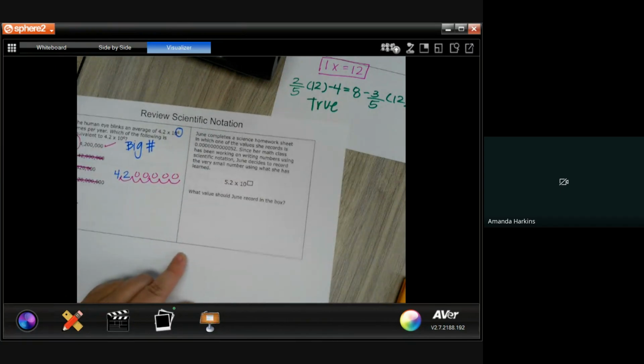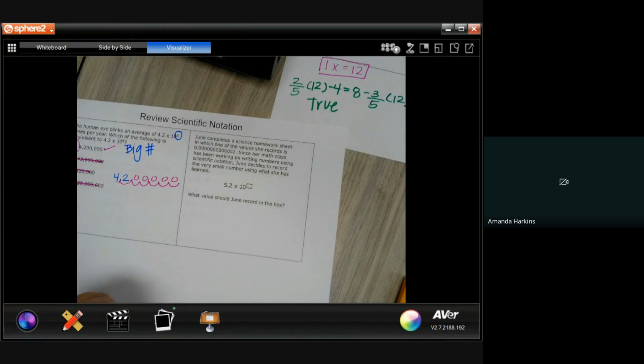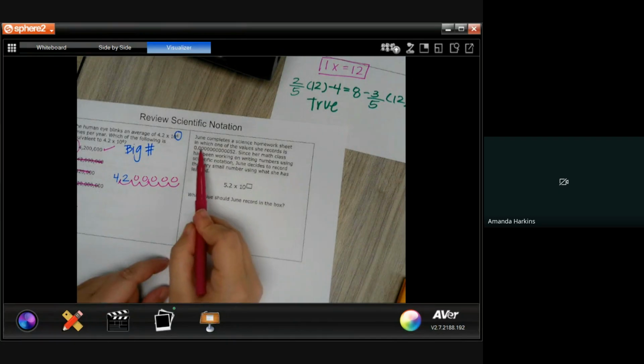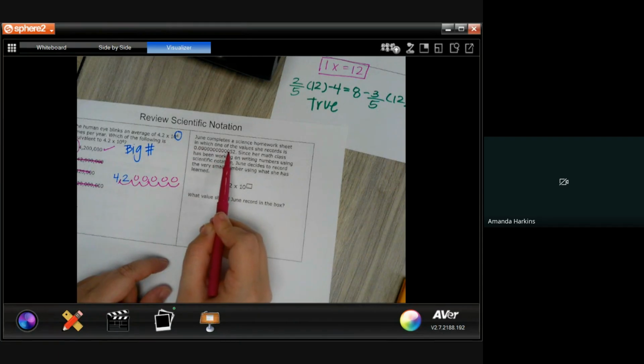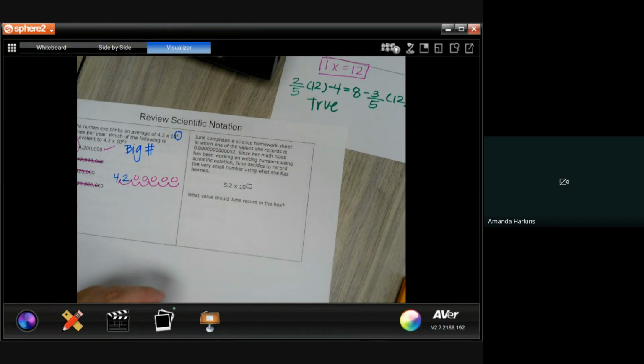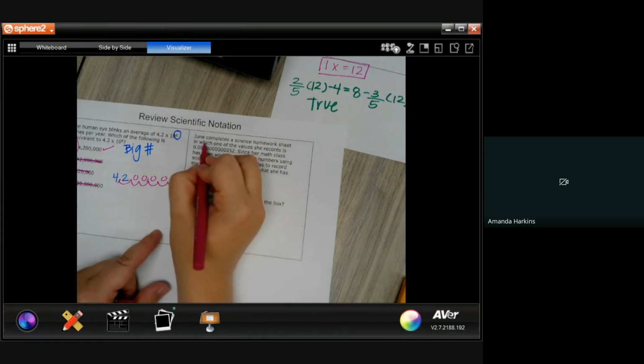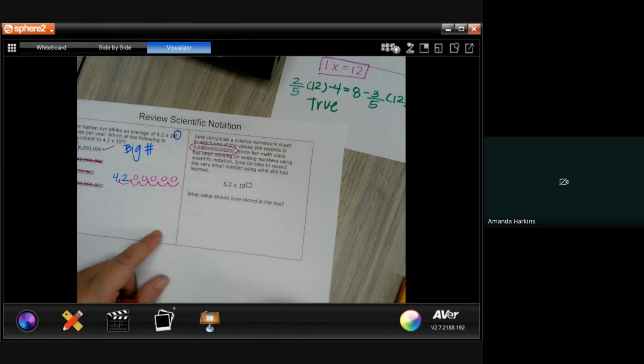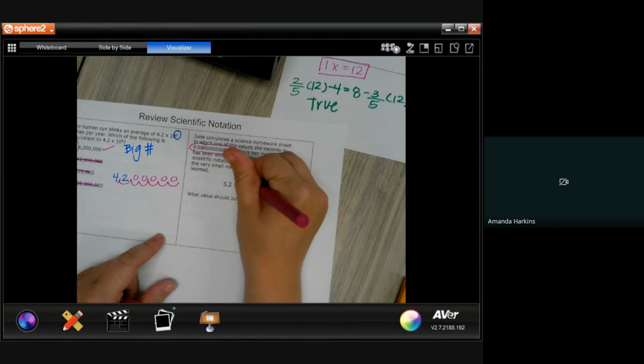Okay, our next one. June completes a science homework sheet, in which one of the values she records is 0.00000000000052. Since her math class has been working on writing numbers using scientific notation, June decides to record the very small number using what she has learned. Okay, so we know this is a small number. So what do we know that our exponent is going to be? Positive or negative? It's going to be negative.